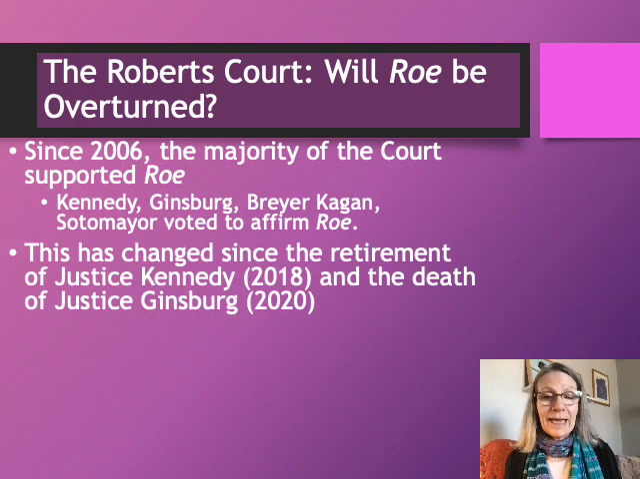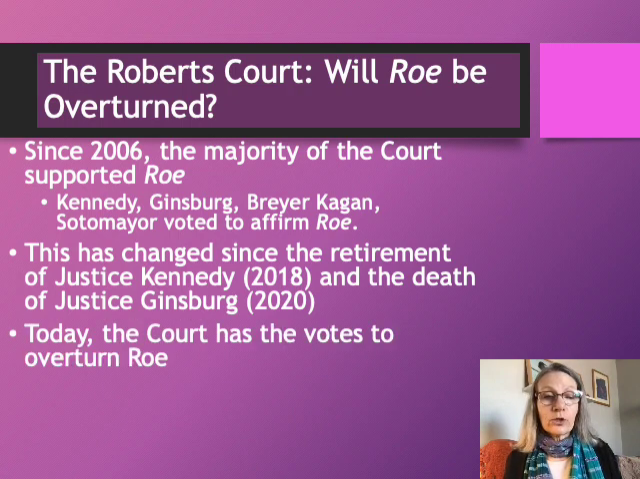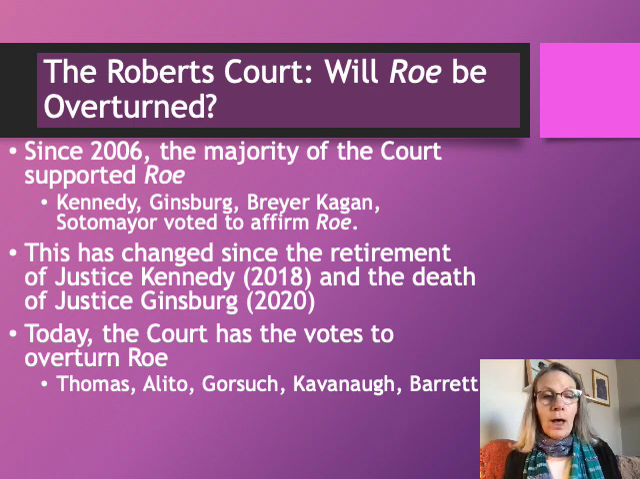But as we also know, Kennedy has recently retired and been replaced by Justice Kavanaugh. And so the number of votes on the Supreme Court that is willing to overturn Roe has changed significantly. When Justice Kennedy was replaced with Brett Kavanaugh, and Justice Ginsburg, who died in 2020, was replaced with Amy Coney Barrett, it looks like the court now has enough votes to overturn Roe. Justice Thomas, Justice Alito, Justice Gorsuch, Justice Barrett, and most likely Justice Kavanaugh too, would all vote in favor of overturning Roe, or at least significantly reducing the rights under Roe.